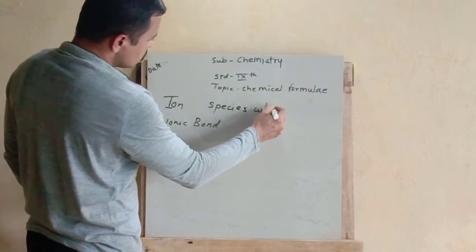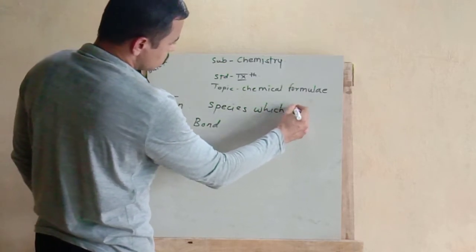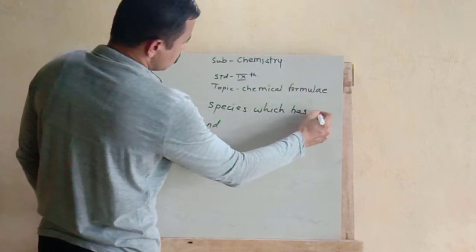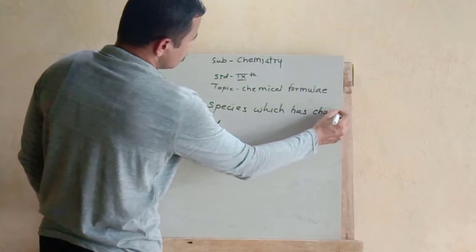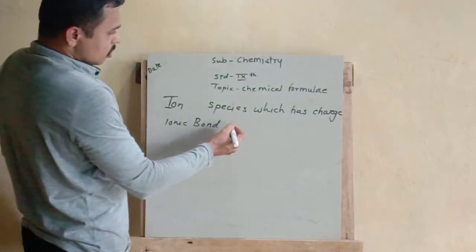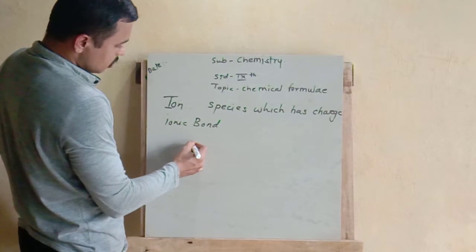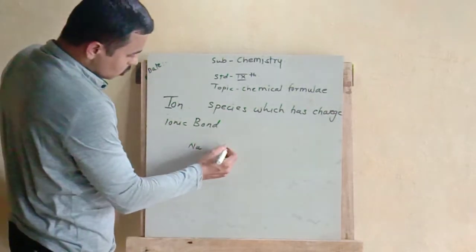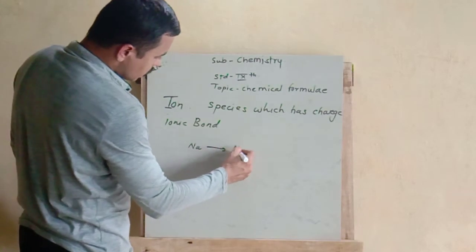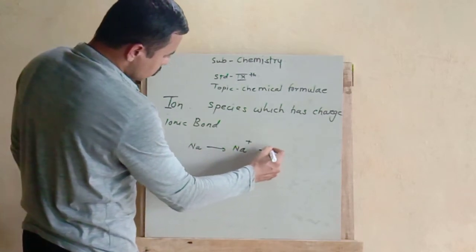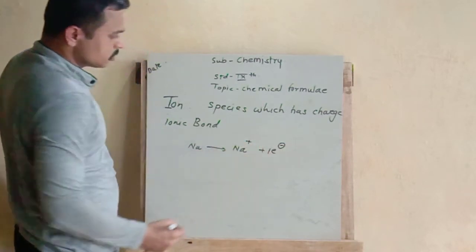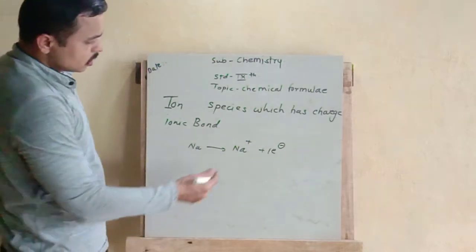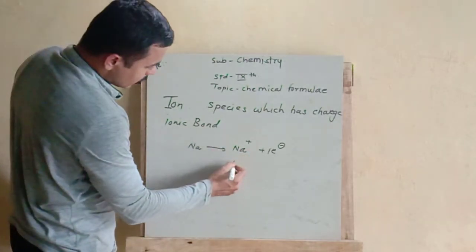which has charge. For example, if I am considering the sodium, Na stands for sodium. So suppose sodium loses one electron, it creates a positive charge on sodium. So the charged species are called as ion.